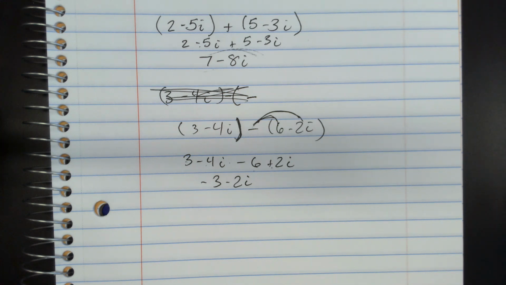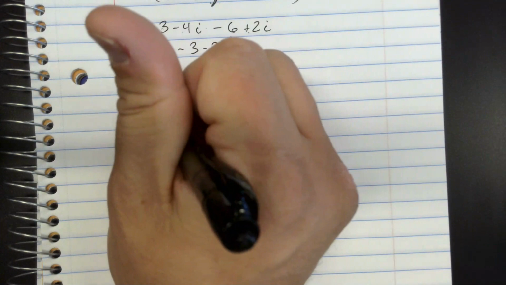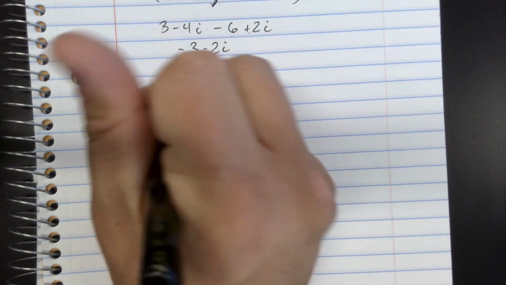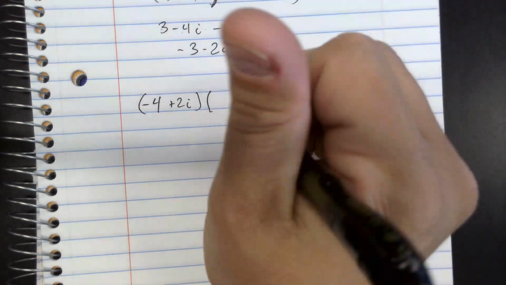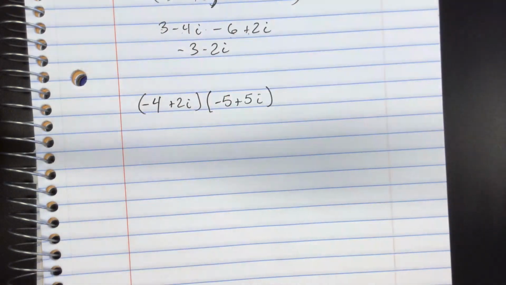Okay, here we go, multiplying. So this is multiplying complex numbers. If I have negative 4 plus 2i, negative 5 plus 5i.